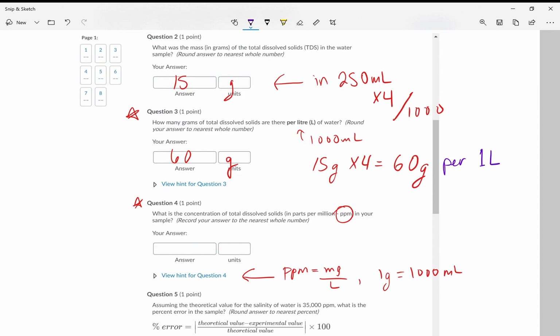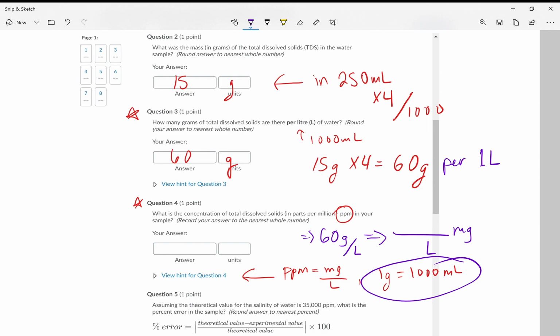Okay, so you already know the concentration in number 4. You know that the concentration in number 4 is 60 grams per liter. But I don't want that in grams. I want that in milligrams. So your job is to convert the 60 grams into milligrams. The conversion factor is right here. I'll leave that for you.